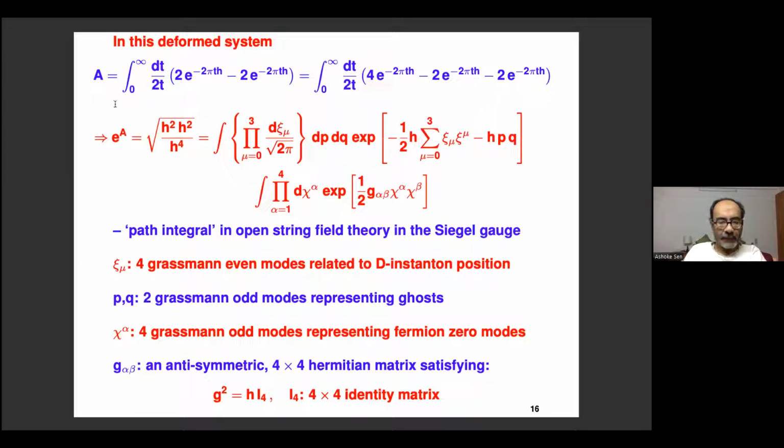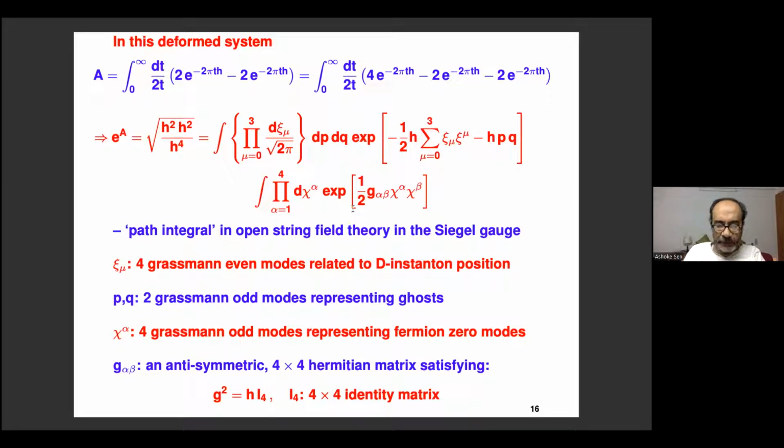Now if you calculate e to the a, using the previous formula, these 2 minus 2s will give you h squared times h squared, and then h to the 4 comes from this 4. Again, nothing has changed, right? I'm writing 1 equal to 1. But now this factor here, I can reinterpret as an integral.